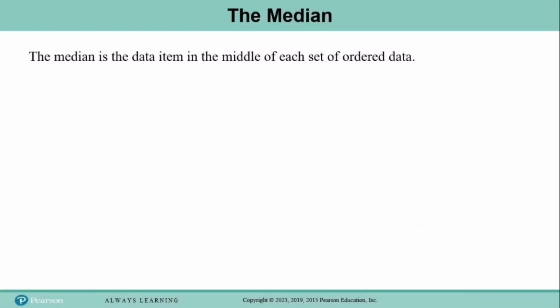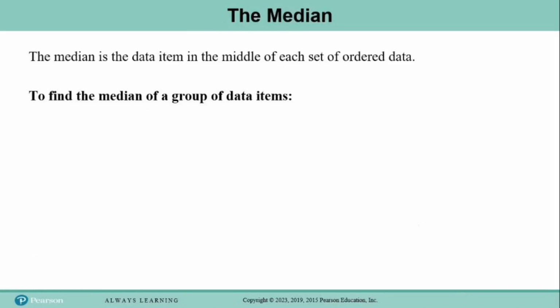Okay, now let's switch gears and talk about the median. So the median is the data item that is in the middle of each set of ordered data. Now the important thing here is that the data must be in order. You can't just take any old list of data and pick out the middle number. The purpose of the median is to tell you what number has the same number of data values above it as it does below it.